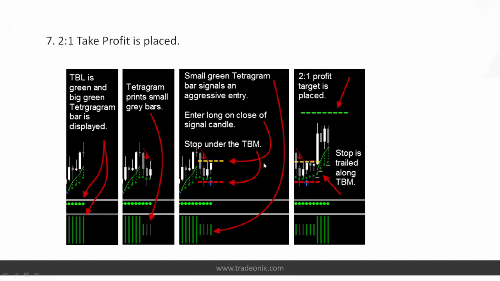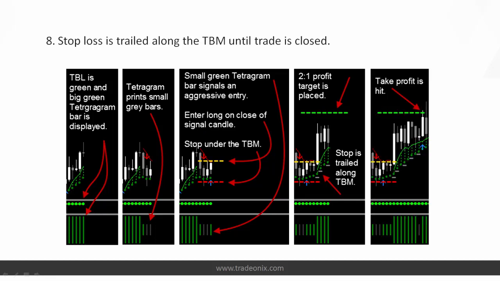A 2-to-1 take profit is placed. So if our stop loss is 20 pips, our take profit in this case would be 40 pips. Stop loss is trailed along the TBM until the trade is closed. These gray lines represent different placements of the stop loss as the trade progresses. Eventually, this one candle hits our 2-to-1 take profit and takes us out of the trade.